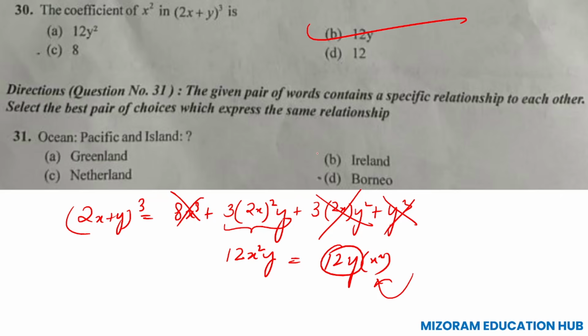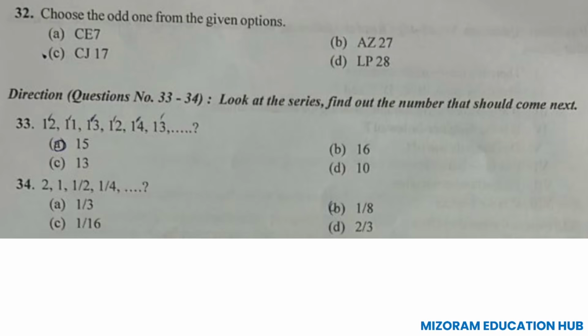Ocean, Pacific, and island. Okay, Pacific is an ocean. Choose the name of an island. Greenland, Ireland, Netherlands, Borneo. Borneo will be the correct answer. This is particularly an island, specifically an island. Greenland is an island but it is an autonomous country, so option D will be correct answer. Greenland is the largest island, second largest is New Guinea, and third one is Borneo.